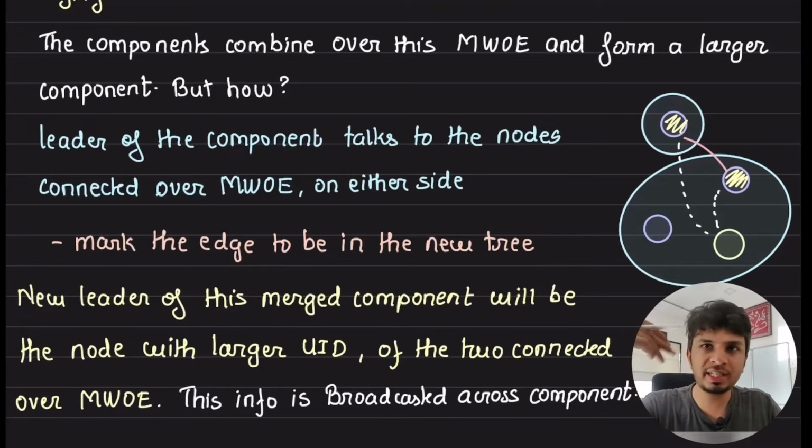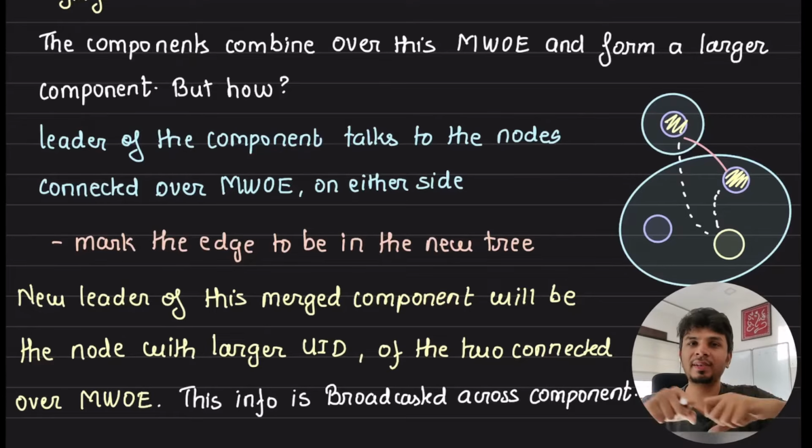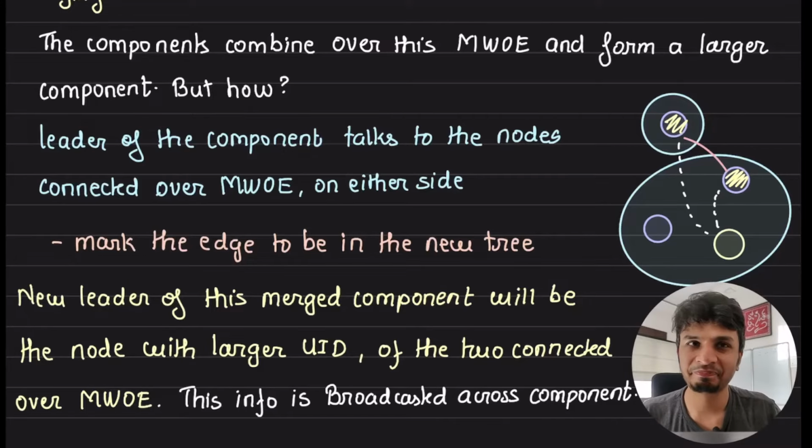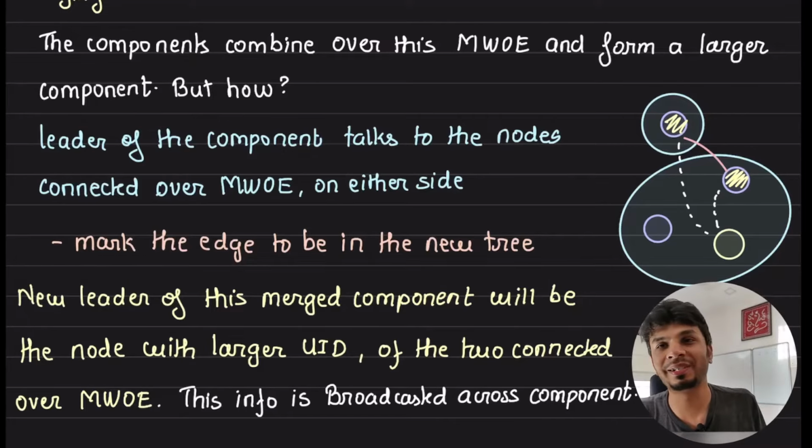Both of them know each other's UID. And they would know, hey, my UID is larger, I'll be the leader. Done. And this is how a new leader is elected for this merged component, and this information is broadcasted across the component to say, hey, now these two components are merged and I am the new leader of this. And this is how merge happens.